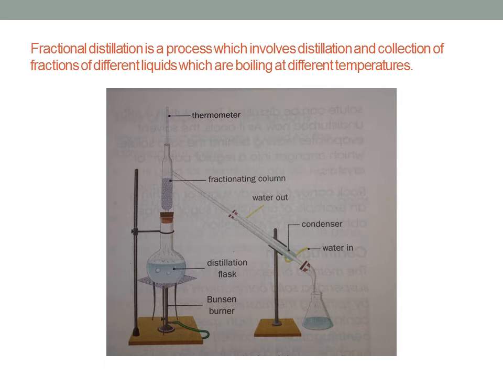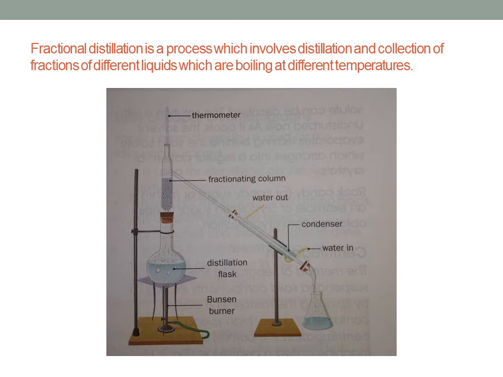Here is a simple laboratory setup of fractional distillation. It consists of a heat supply, a distillation flask, a fractionating column, a laboratory thermometer and a condenser. In this method, the mixture is put into the distillation flask and heated. As the mixture begins to boil, vapors rise up into the fractionating column. The temperature across the column varies. It is higher at the bottom and lower at the top.